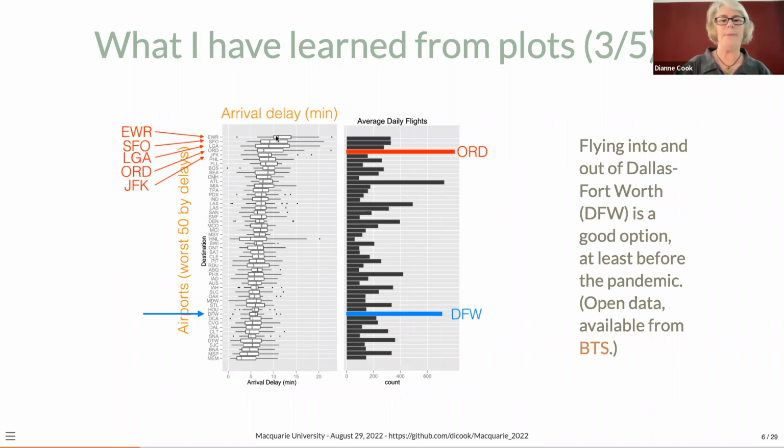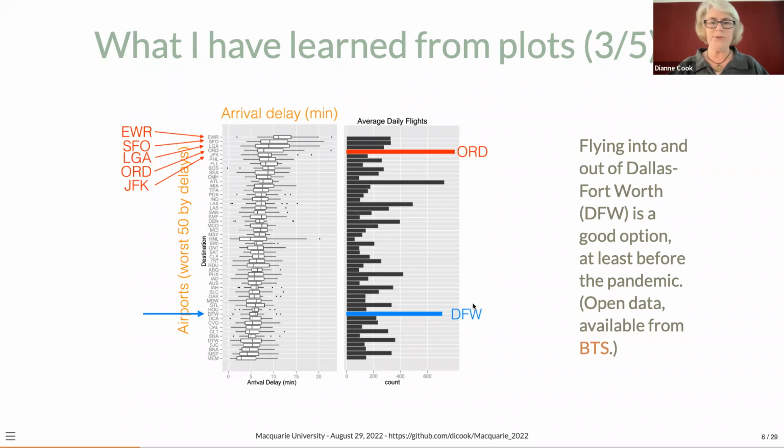So I've got arrival delays on the horizontal axis and a box plot corresponding to different airports. Some of them are marked here. That's Newark, San Francisco, LaGuardia, Chicago, JFK in New York City. And down the bottom here, this is DFW. On the right-hand side here is volume of flights. So the bigger the bar means that airport is handling a lot more traffic.